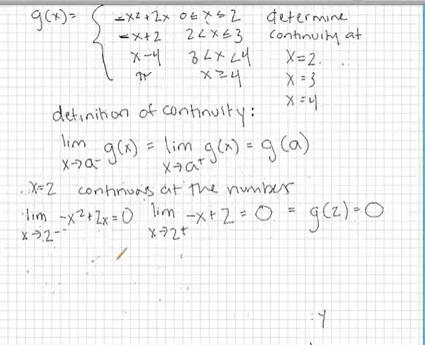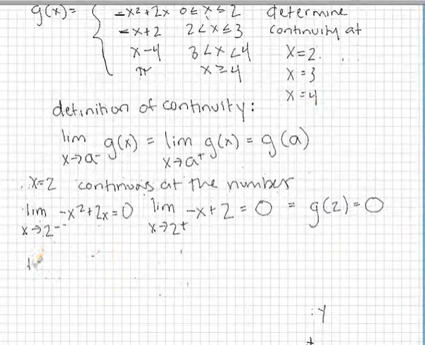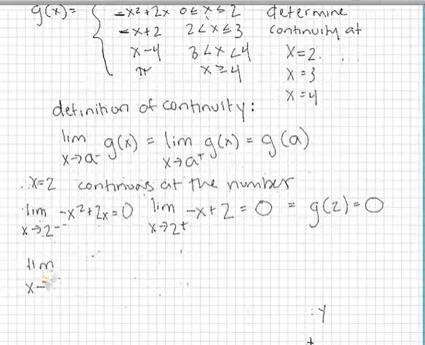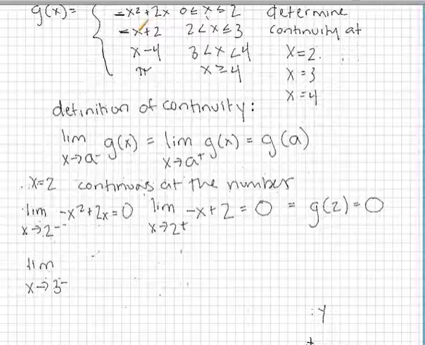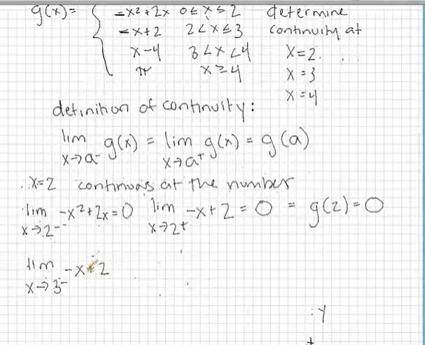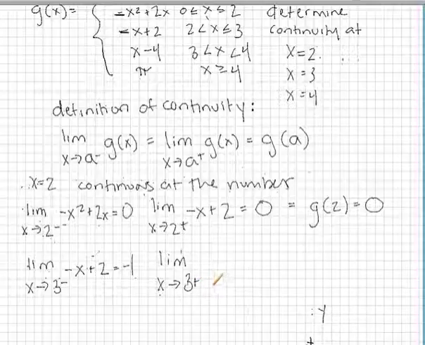Now let's go ahead and look at x equals 3. We're going to go through the same process. As x approaches 3 from the left, we're looking at values that are less than 3, so we'll be looking at the second piece of the function. If I plug in 3 here, I get negative 3 plus 2, so I get negative 1. Let's look at as we approach 3 from the right. I'm looking at all values greater than 3, so I'm looking at the third piece of the function. If I plug in 3 here, I still get negative 1.